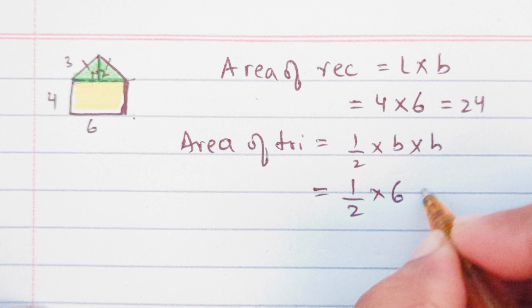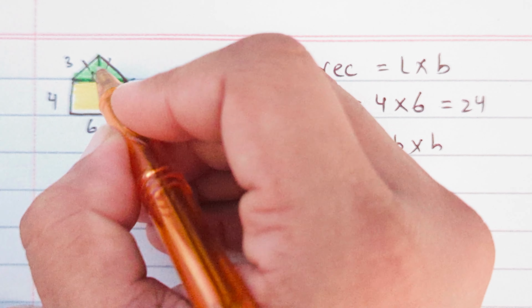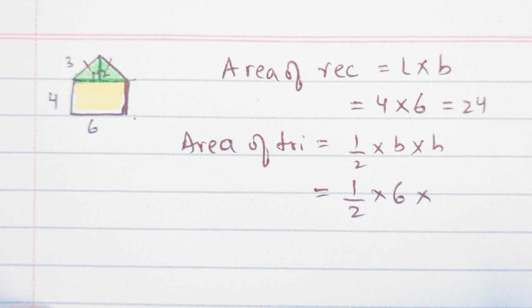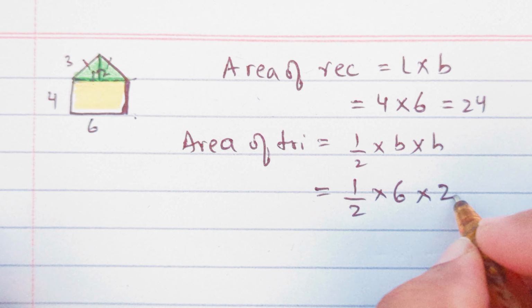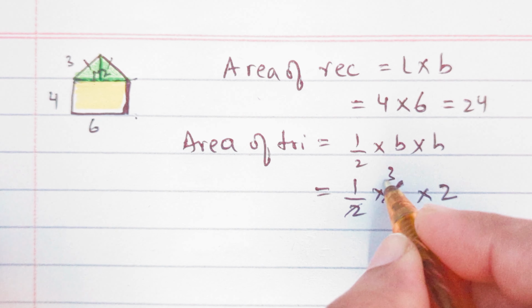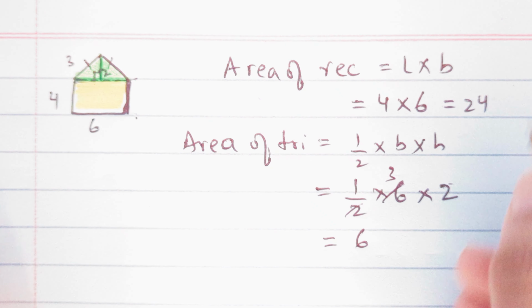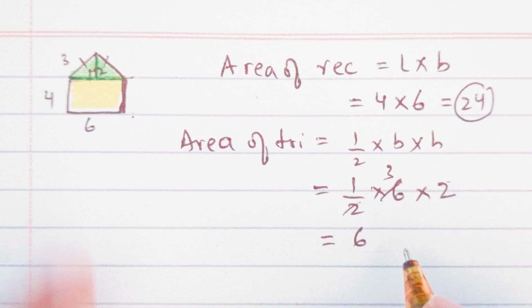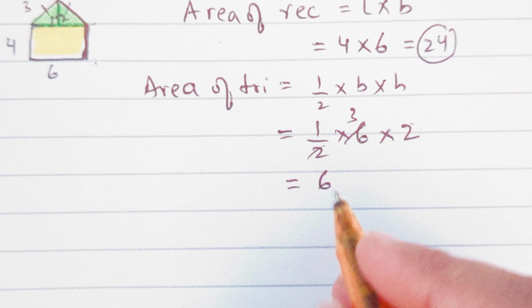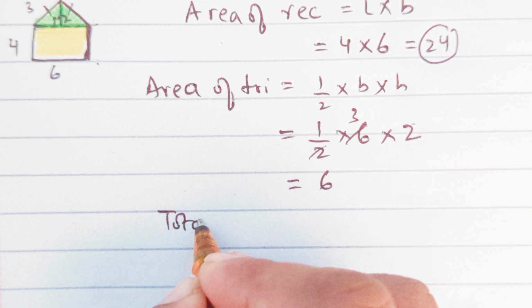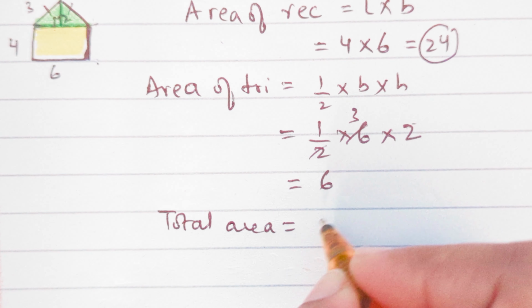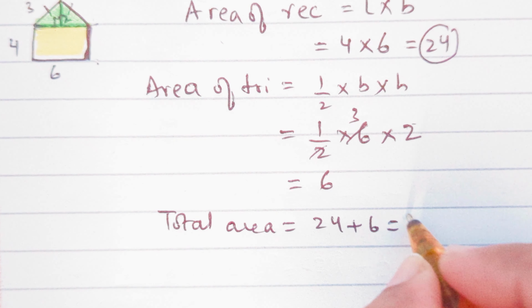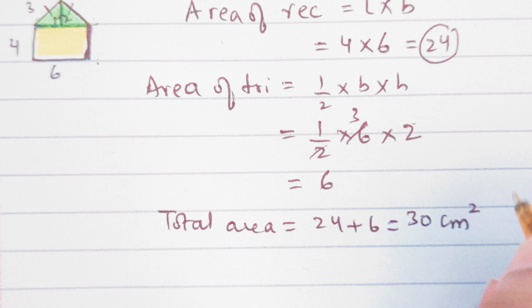So it will be 6 multiplied by the height, which is the perpendicular height. This is not the height, so it's 2. So 3 multiplied by 2 is equal to 6. The area of the rectangle is 24 and that of the triangle is only 6. Total area will be 24 plus 6 is equal to 30 centimeter square.